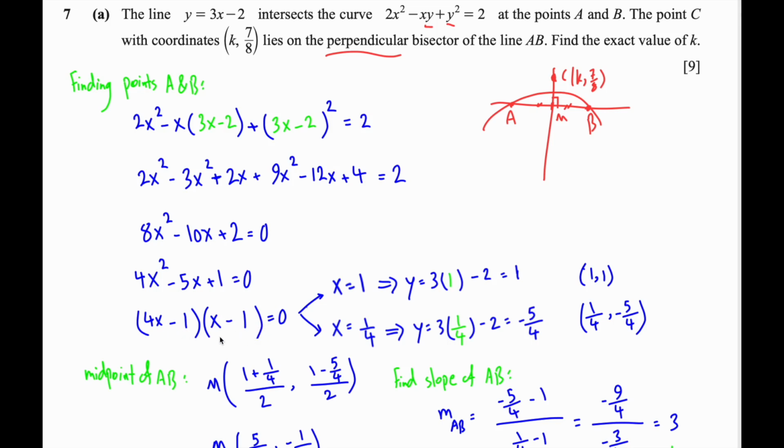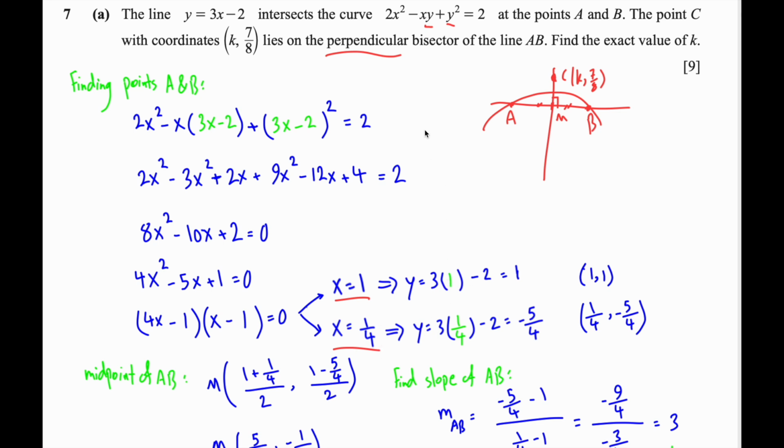So this factor equals 0 leads to x equals 1. If you put this equal to 0, it leads to x being 1 over 4. I need to find the corresponding y values. And if you go back to the equation of the straight line and make the substitution, you should get 1 for this one, and you should get negative 5 over 2 for this.